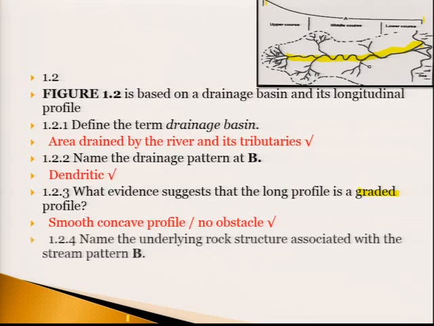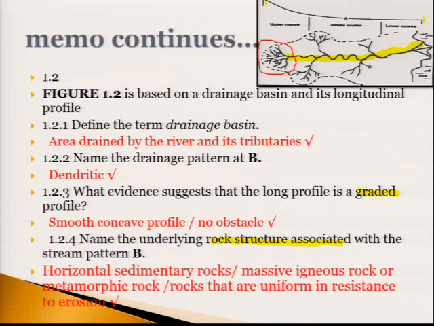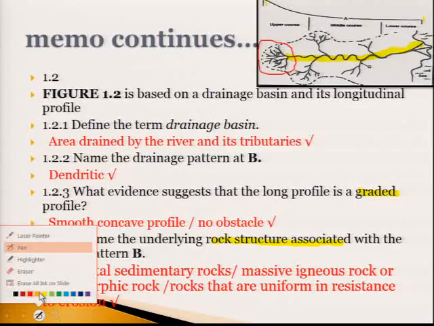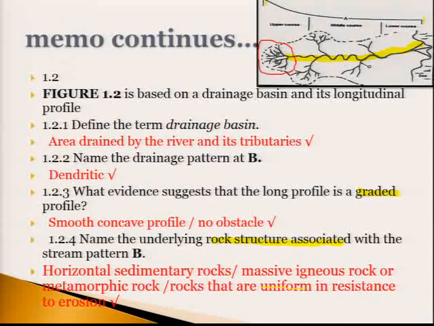1.2.4. Name the underlying rock structure associated with stream pattern B. That's why I normally say to them, in this instance, they must explain your dendritic. If you explain it to say these are horizontally bedded sedimentary rocks, or the massive igneous rocks or the metamorphic rocks, very important, that I want us to highlight is that these structures have a uniform resistance to erosion. This will be the underlying rock structure that you get under the dendritic pattern.